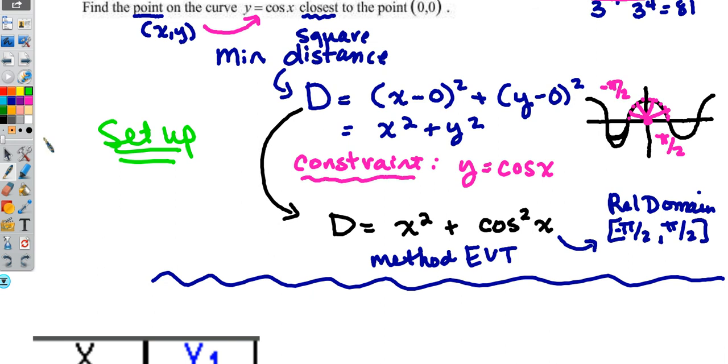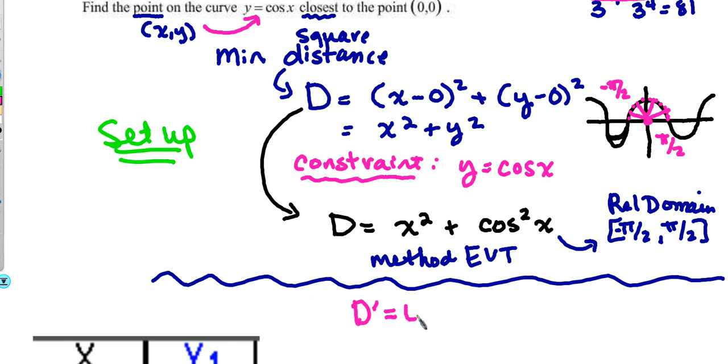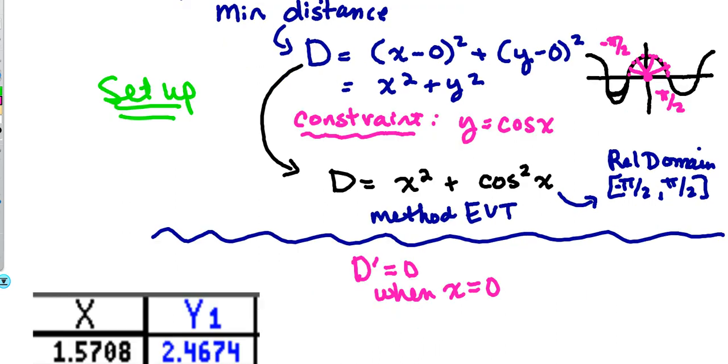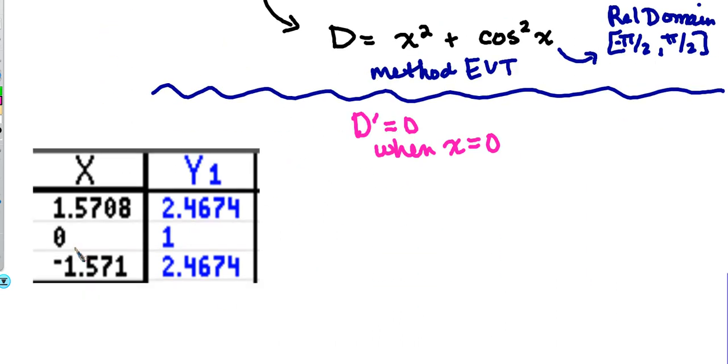So to write that up in terms of my work, I would say d prime is equal to 0 when x is equal to 0. And because I'm doing EVT, I know that in terms of my chart, which you see I have it started over here, this is from the calculator, but what I'm going to do is what I'm going to write down.